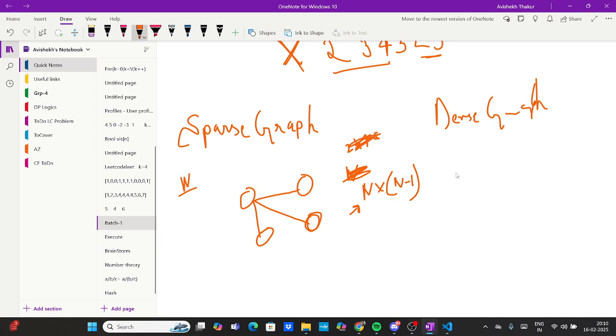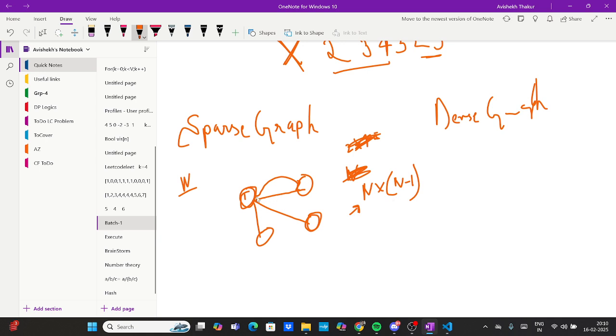1 to 2 and 2 to 1 we'll be considering as two edges? That's a good question. So it depends. What you said is good, that 1 to 2 and 2 to 1 are the same, right? Because this is an undirected graph, correct? So n into n minus 1 fails here. This is not a correct formula.